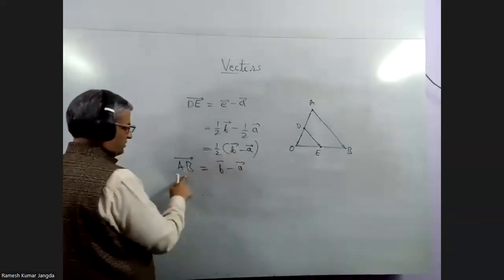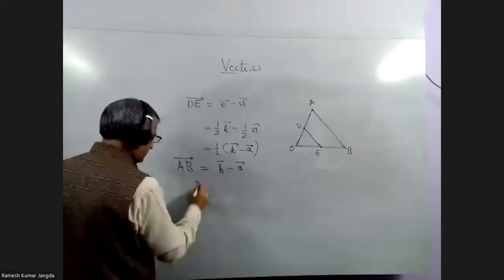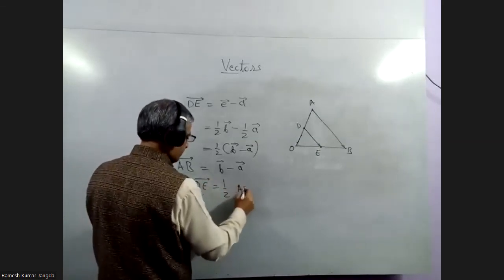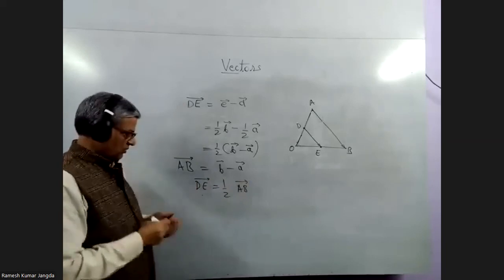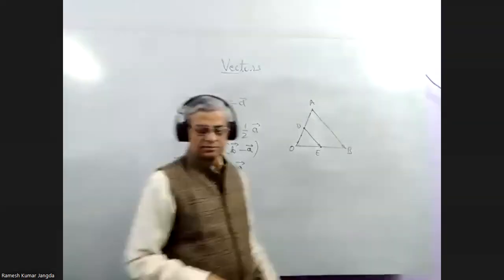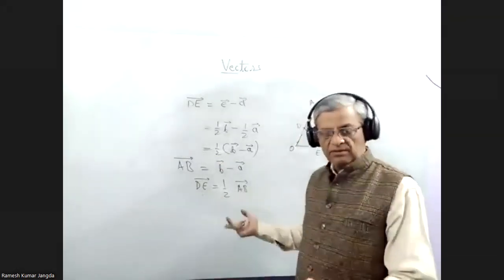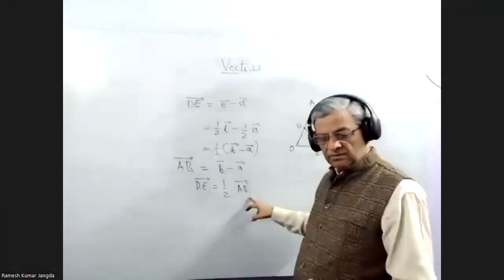So it has a scale factor of a half, but it's parallel. So I replace this by this. So we get DE is equal to half of AB. So this proves both the things: that DE is parallel to AB, that's why they are like vectors, and DE is half of AB. This thing is also true.